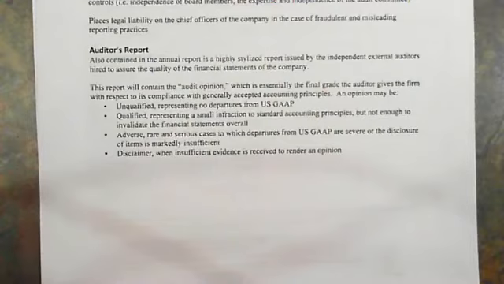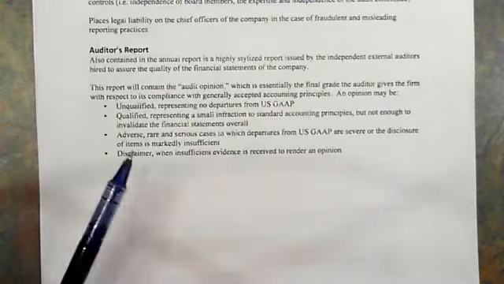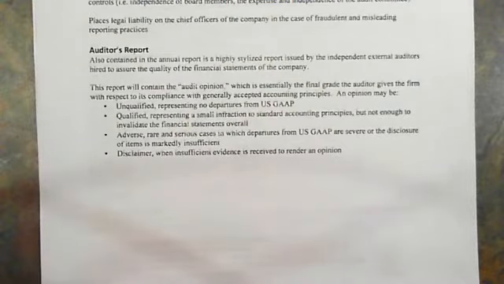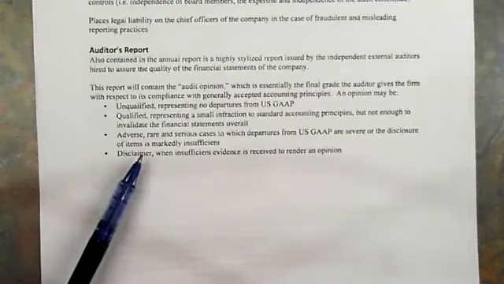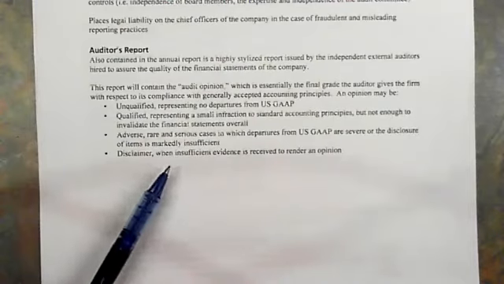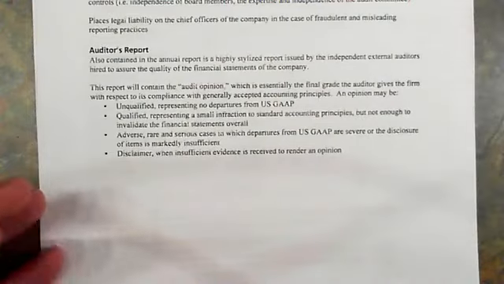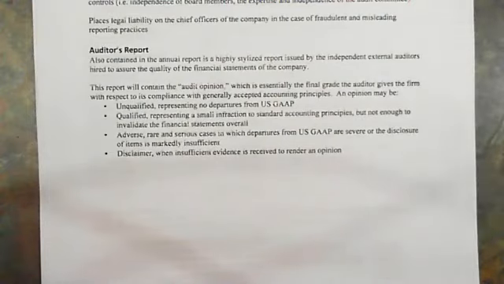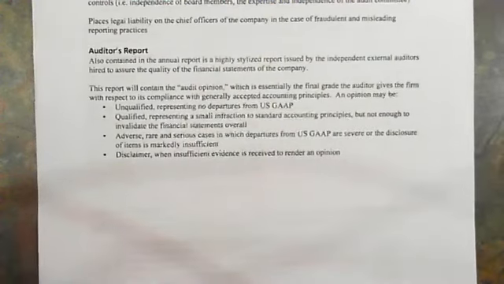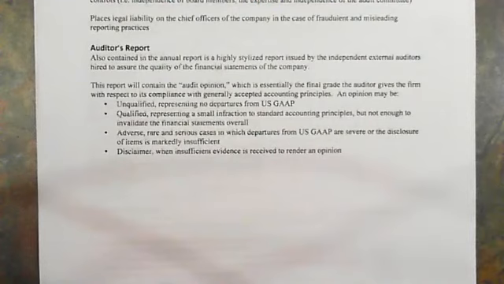Adverse, rare, and serious cases. So the adverse opinion means that there were serious departures from GAAP and the disclosure of items is markedly insufficient, which is an F. And then a disclaimer would be when insufficient evidence is received to render an opinion. So sort of the jury's out, or maybe an incomplete, if we're going to go with this whole final grade idea. So that is the balance sheet and its related disclosures.